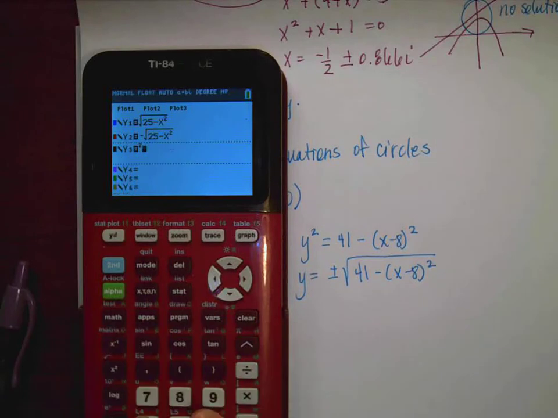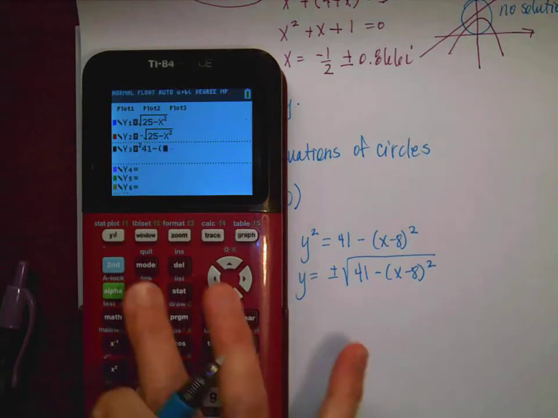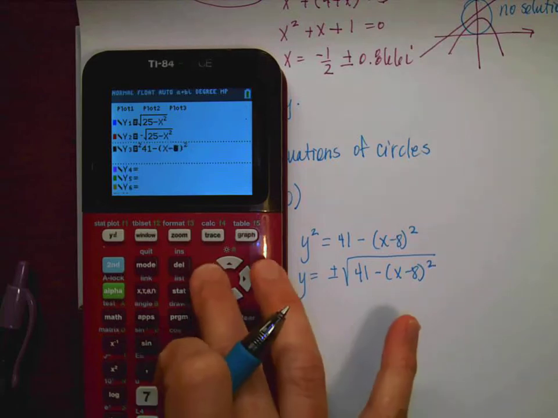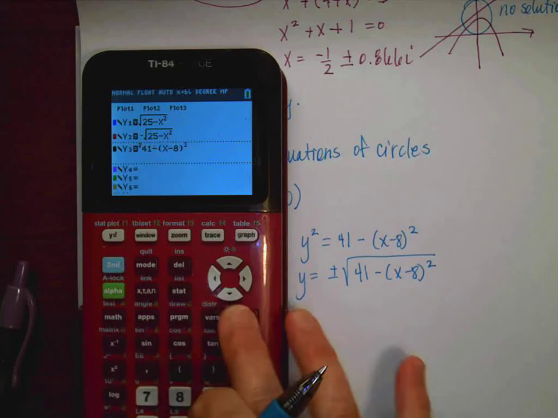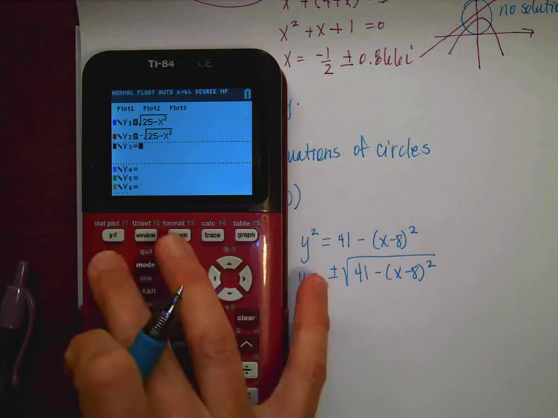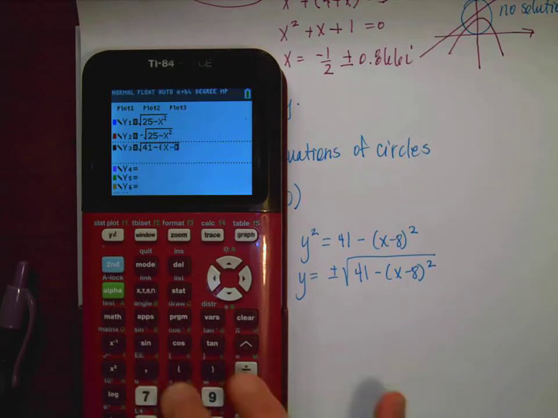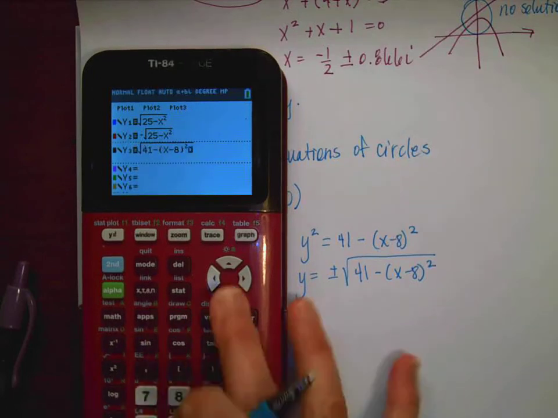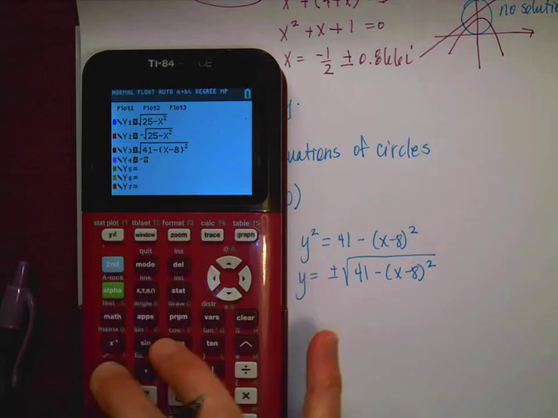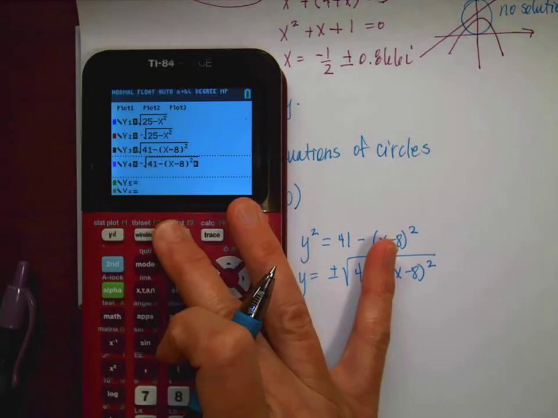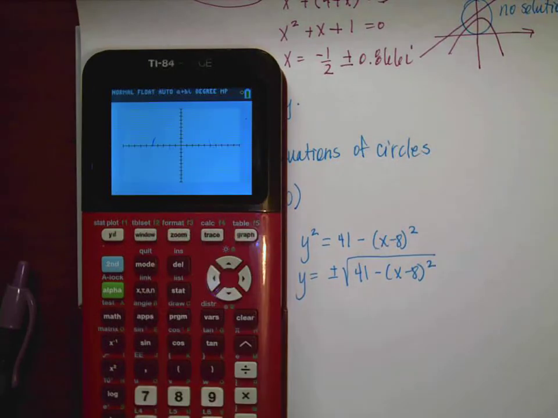So I'm going to go down to the third equation. I'm going to enter the positive root, 41 minus (x minus 8) quantity squared, except I forgot the radical, sad day. So I'm going to delete and do it again, second square root, 41 minus (x minus 8) quantity squared. And then I'm going to enter the negative root, 41 minus (x minus 8) quantity squared, and then I'm going to do a zoom 6.